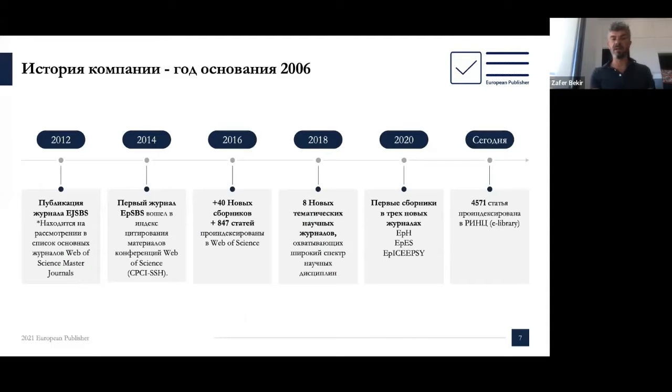What is our publishing house, European Publisher, timeline history? What is the history of it? It was founded in 2006, and in 2012, EpSBS, European Journal of Social and Behavioral Sciences, first volume came out. Just to let you know, it's going to be submitted to Web of Science and Scopus very, very soon.